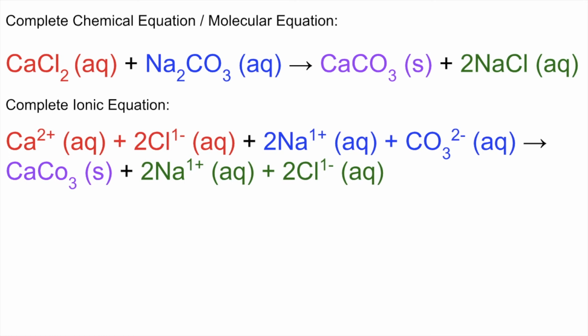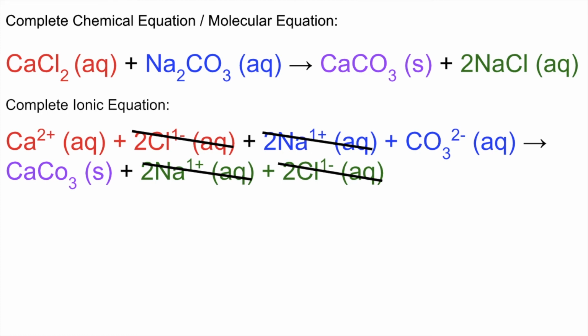Now, to find the net ionic equation, all we're going to do is take out these things called spectator ions. Spectator ions are ions that are the same on both sides. So for example, in this one, we're going to cross out the 2 chlorines because, as you can see, they're the exact same on both sides of the equation. And the other spectator ion, if you can see it, is going to be the 2Na because again, they're the exact same on both sides of the equation.